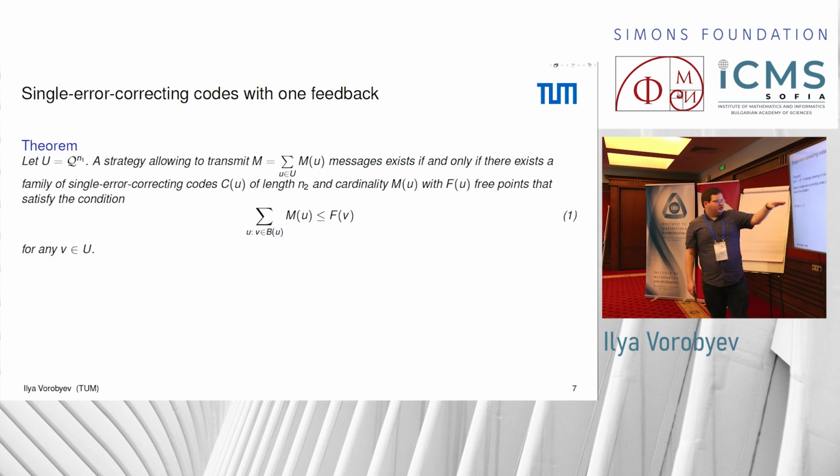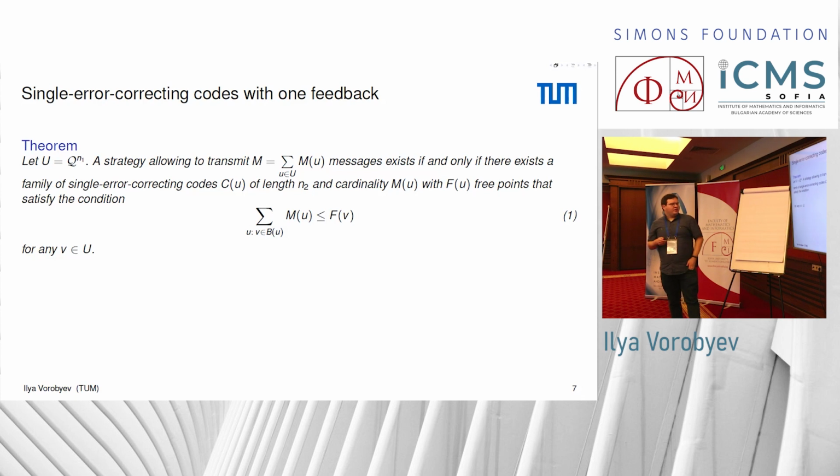This condition basically means that if we have some sequence v, and we look at all sequences u which are at distance 1 from it, and we sum the number of messages, it should be at most the number of free points in the code for sequence v. The theorem is proved with the strategy I tried to explain on the previous slide.